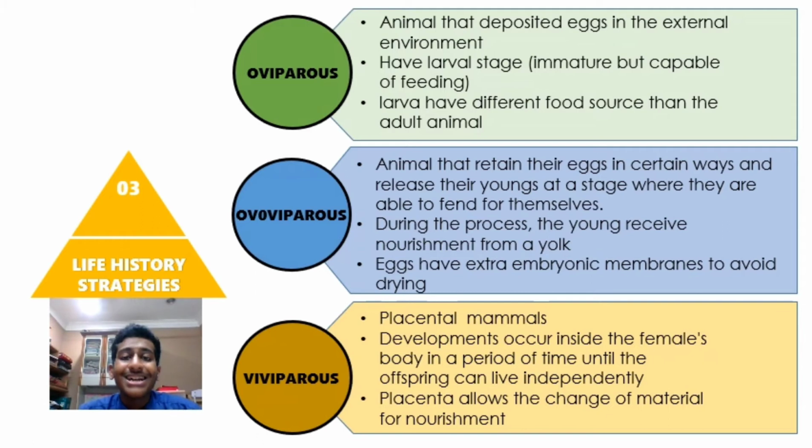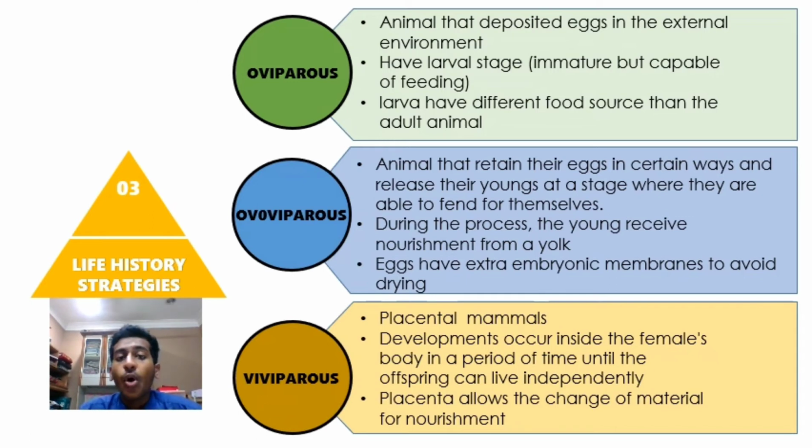Oviparous animals deposit their eggs in the external environment. Basically these kinds of animals have a larval stage, and this larval stage has a different feeding mechanism compared to the parent. This in advance restricts or prevents competition for food between the parents and the offspring. An example is butterflies.